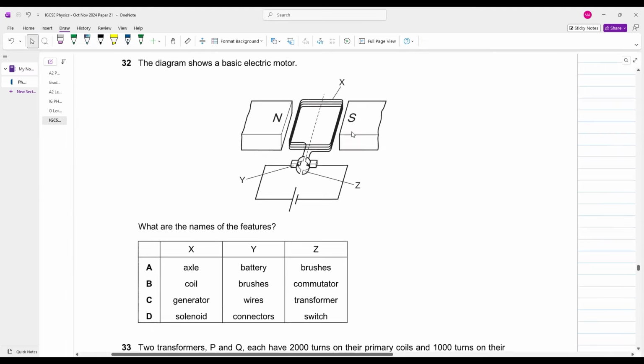Let's further move ahead. The diagram shows a basic electric motor. What are the names of the features X, Y, and Z? X क्या है? Coil. Y क्या है? Carbon brushes. Z क्या है? Commutators. B is your answer.